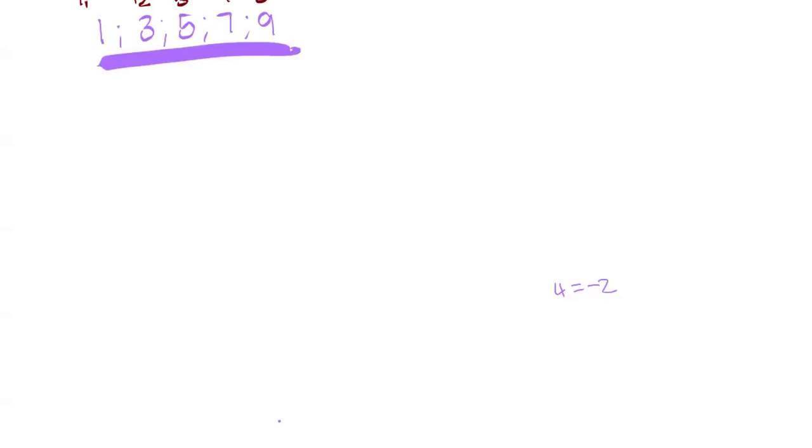So if you take 3 minus 1, your difference is 2. If you take 5 minus 3, your difference is 2. If you take 7 minus 5, your difference is 2. If you take 9 minus 7, your difference is 2. So do we understand that there is a constant difference between consecutive terms? Does that make sense?